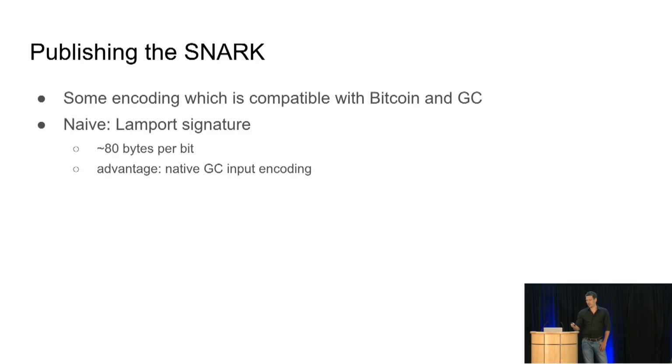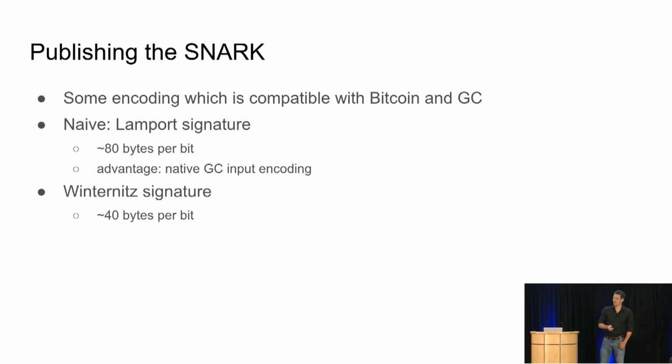So that was the first approach that people tried. You can optimize it a little bit by using Winternitz signatures instead of Lamport signatures. That gives you basically a 2x improvement. That is because of the intricacies of Bitcoin script. Of course, in theory, Winternitz signatures would allow you to compress it even further, but that's not possible in Bitcoin script, unfortunately. The best you can do in Bitcoin script is roughly a 2x improvement.